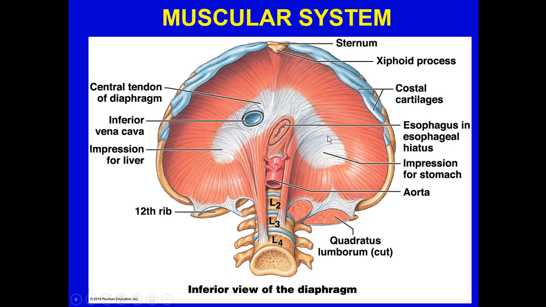There is an impression section, meaning that there's space here, kind of pushes up against it for the stomach, as well as for the liver, all right? And you see how the costal cartilages are also around it. Sternum's here, xiphoid process is here.